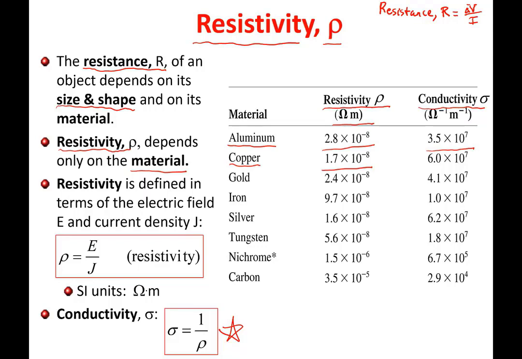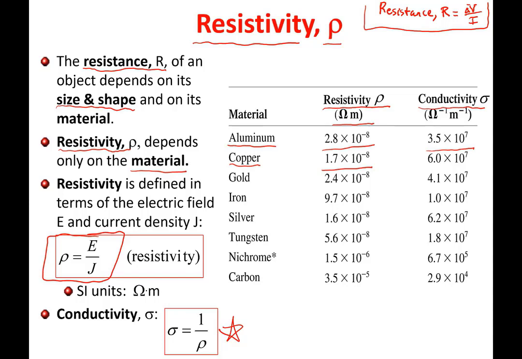The lower the resistivity, the lower the resistance. And similar to how we defined resistance, R is equal to delta V over I, we have a similar definition for resistivity, which is that rho is equal to E, where E is the electric field that's been applied to the material, divided by the amount of current density that flows through the material. So if we have a high amount of current density, then the resistivity is low and vice versa.